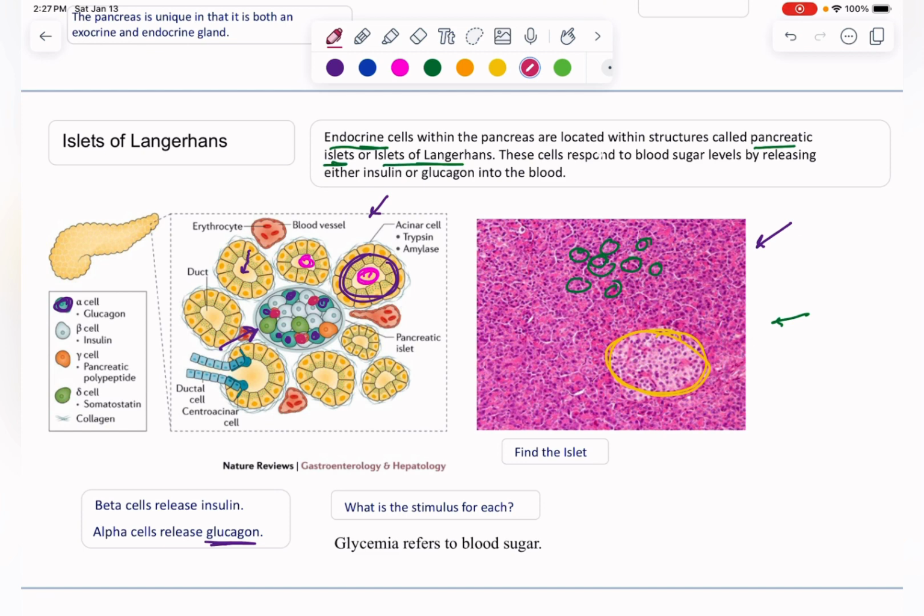So alpha cells are going to release glucagon, and then you have beta cells, and these are all beta cells, and the beta cells are going to release insulin into the blood. And like I mentioned earlier, the stimulus for the release of both of these is going to be blood sugar levels, or what we refer to as glycemia. If blood sugar levels are high, then one of these hormones is going to be released to try to bring it back down. If blood sugar levels are low, the other hormone is going to be released to try to bring them back up.